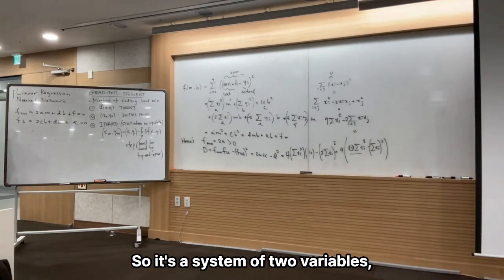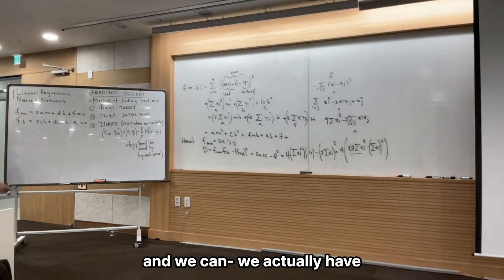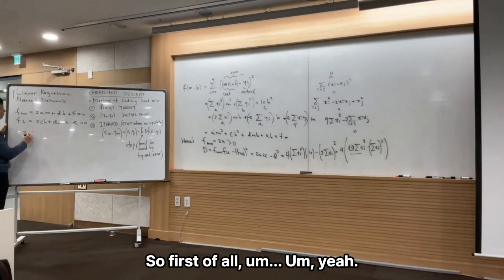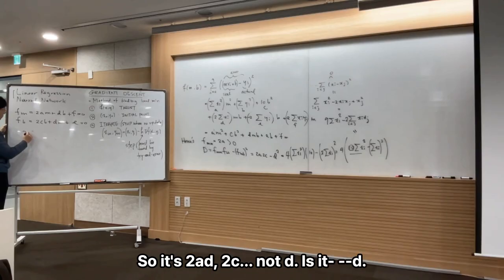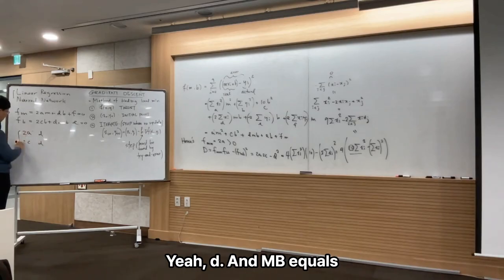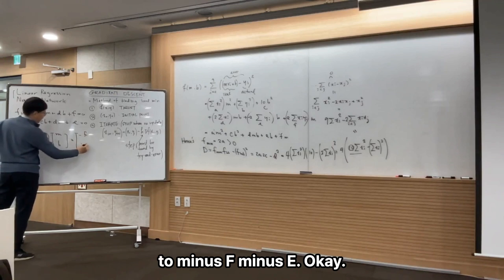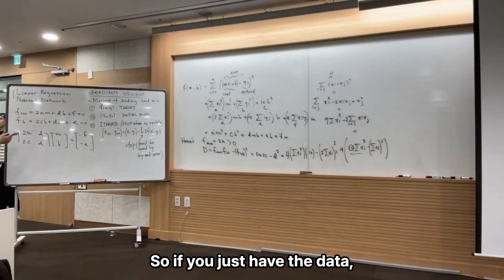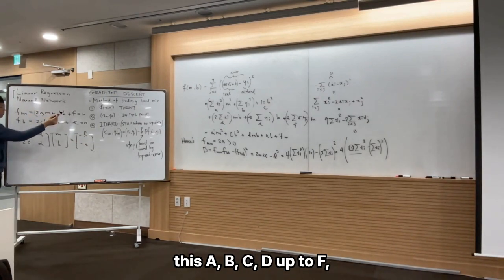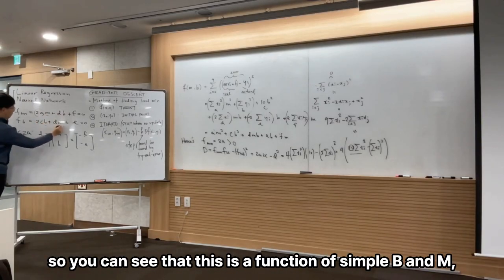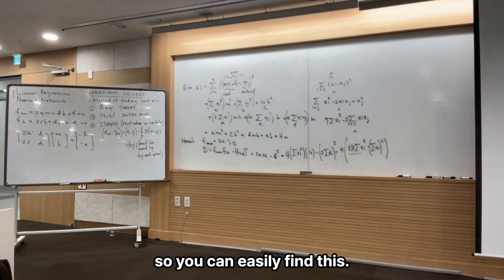So it's a system of equations of 2 variables, and we actually have a nice way of solving this. So first of all, yeah. So it's 2a, d, 2c, not d, is it d? Yeah, d, and m b equals minus f minus e. Okay. So if you just have the data, this a, b, c, d up to f, it's just a constant number. So you can see that this is a function of simply b and m. So you can easily find this.